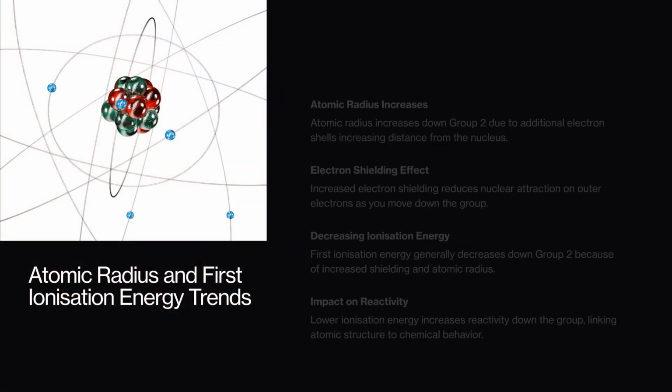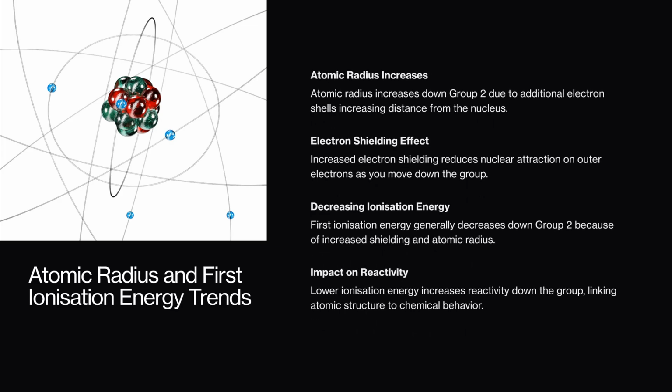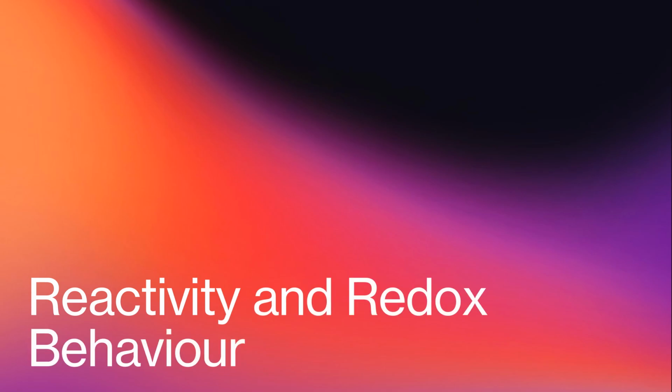Atomic radius and first ionization energy trends. Atomic radius increases down the group because each successive element has an additional electron shell. This extra shell increases the distance between the positively charged nucleus and the outermost electrons. At the same time, increased electron shielding from inner shells reduces the effective nuclear attraction felt by the outer electrons. First ionization energy, defined as the energy required to remove 1 mole of electrons from 1 mole of gaseous atoms, generally decreases down the group. Although nuclear charge increases, the effect of increased shielding and atomic radius outweighs this, making it easier to remove an outer electron.